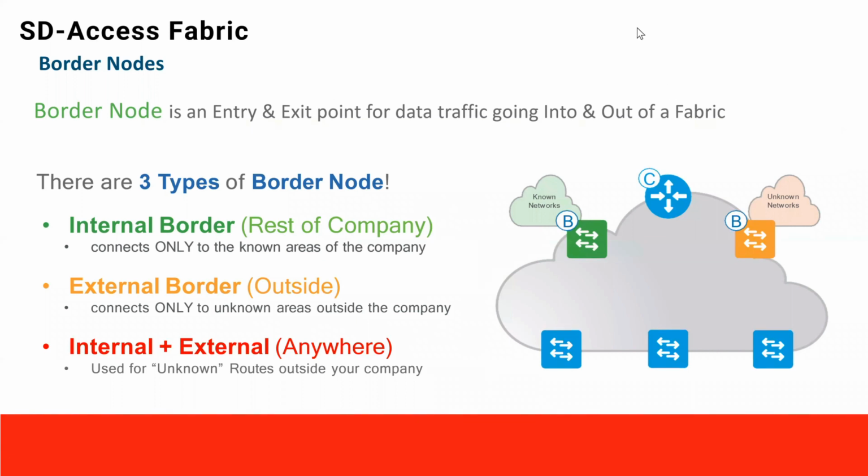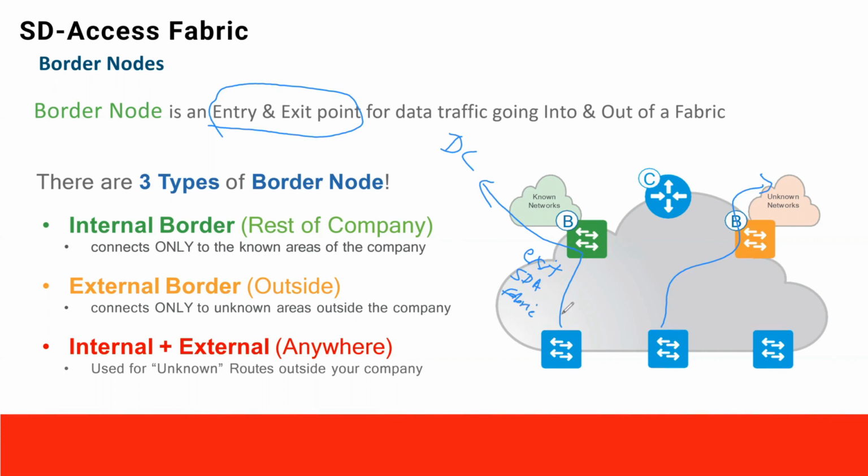Let's see what a border node is. The border node, as we discussed, is an entry and exit point for data traffic coming into and out of the fabric. So anything that goes out to the internet or to the data center needs to exit the SDA fabric, and it will pass through the border node. The border node is responsible for the connectivity to the external world, or to the external world within the infrastructure, within the organization.